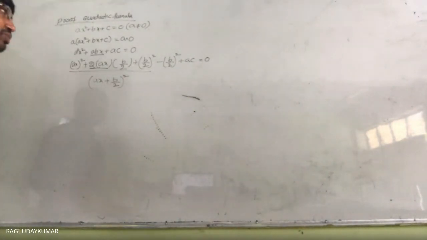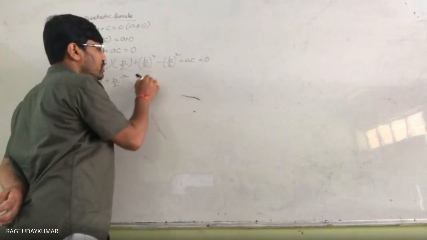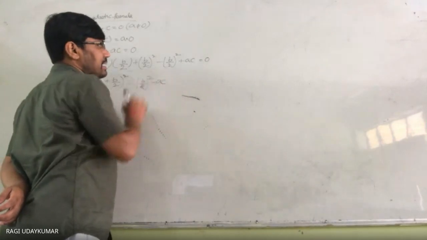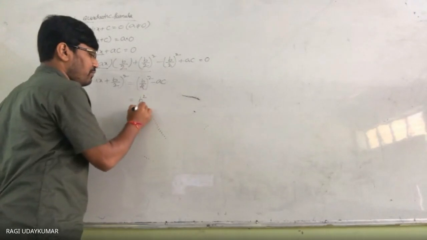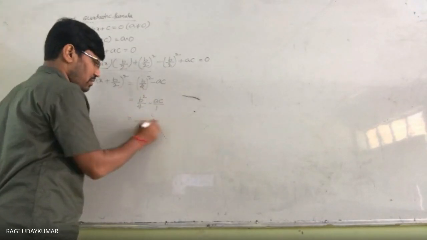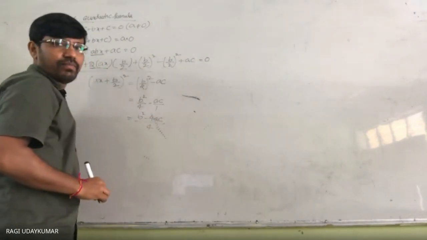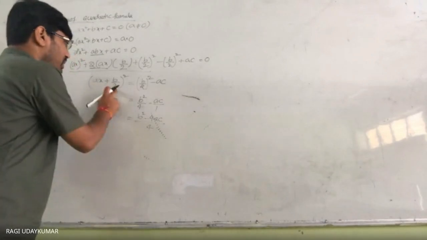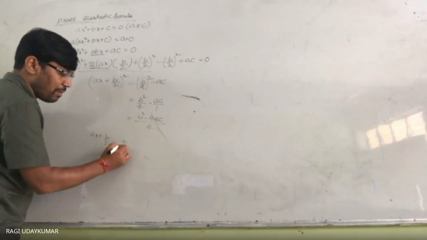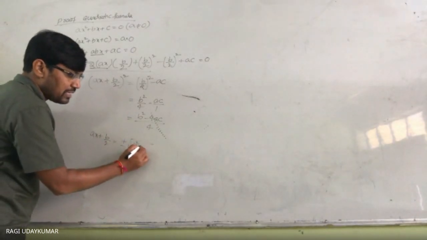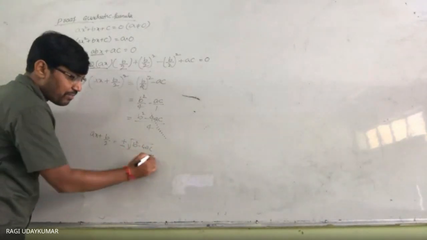(ax plus b by 2) whole square. So now we are sending these two to the right hand side. (b by 2) whole square minus ac. So now इसको simplify करो. b square by 4 minus ac by 1. By 4, whenever you take, b square minus 4ac. So this we are going to get ax plus b by 2. Now here we can write ax plus b by 2 is equal to plus or minus under root of (b square minus 4ac) by 4. So under root of 4 is nothing but we are going to get 2.